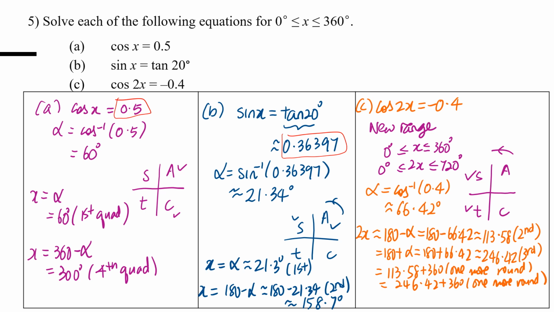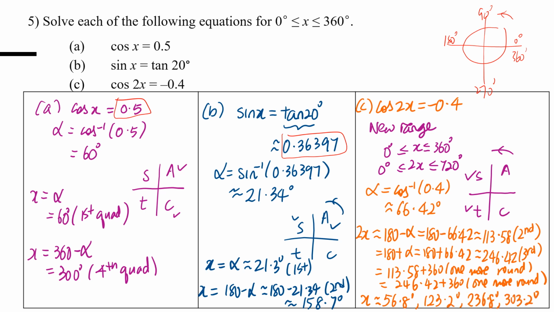And because we're talking about 2 cycles, whatever answer you get for 113.58, you must add one more round, 360. One round is 360. If you draw your unit circle, you start from here, 0 degrees, then to 90, to 180, to 270, to 360. So you go one complete round, it's 360. So you add 360 to 113.58, and you also add 360 to 246.42. Then finally, all these 4 answers you divide by 2 to get your x, because finally you're solving for the value of x.